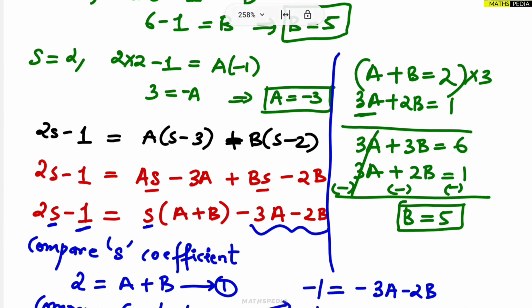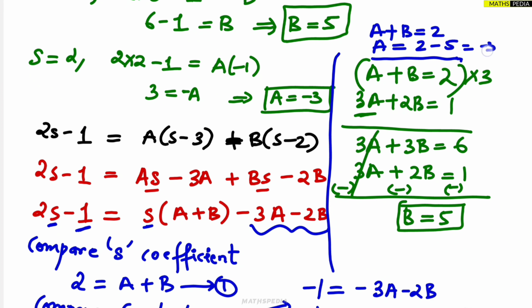Previously we got the same value of b, right? What about a? You substitute this value in any simple equation. Any equation you can take and substitute. So a plus b is equal to 2, and in that the b value is 5. So the a value becomes 2 minus 5, which is minus 3. So here also you got the same answer as before. So this is the other method.